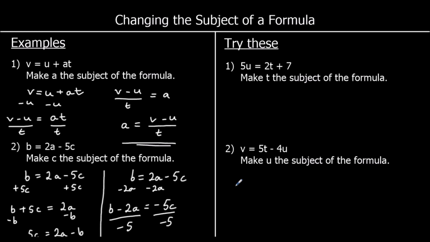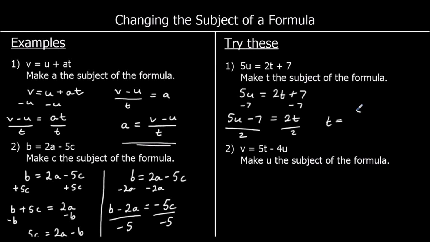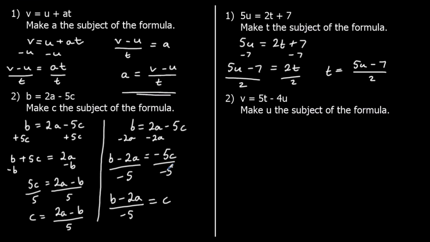Okay, 2 questions for you to try, so pause the video and have a go at these. Question 1. So we're going to make t the subject of the formula. I'm going to start by subtracting 7 from both sides. So 5u minus 7 equals 2t. And then I'm going to divide both sides by 2. So we've got t is equal to 5u minus 7 over 2. And question 2, make u the subject of the formula.